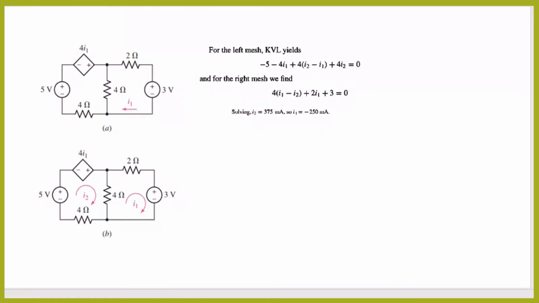Now this is one more problem. See here, in this we have a dependent source. When you have a dependent source, what he has done is he has assumed the current I1 here, right? 4I1 is there, and I1 is in the other loop.